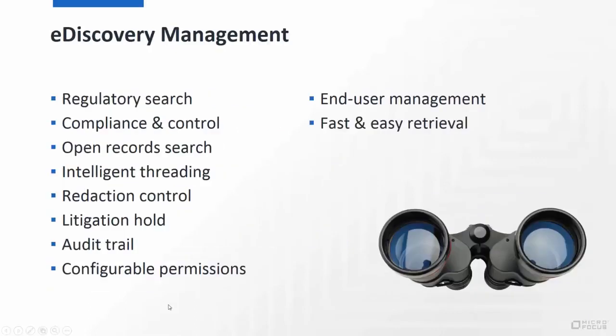Touching really quickly on eDiscovery to kind of summarize what we just talked about. You have the ability to perform those searches. You have compliance. There's a full audit trail so you can actually see everyone who's accessed the archive and what they've done, any searches they've done, any changes they've made. You can perform redaction. Those are all built into Retain. You can place those litigation holds. You can grant permissions, and you can quickly and easily access that archive.